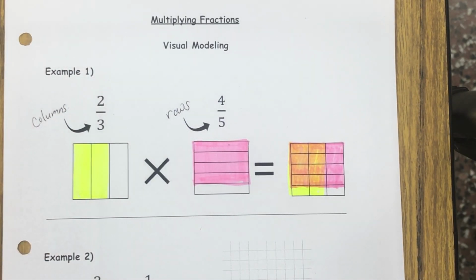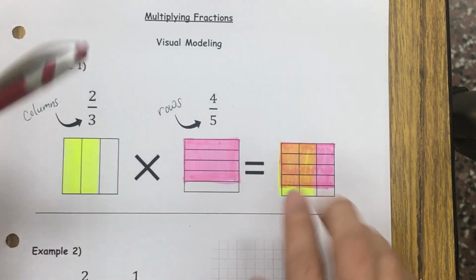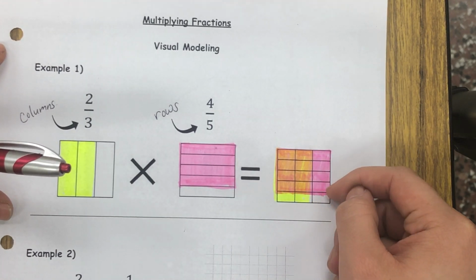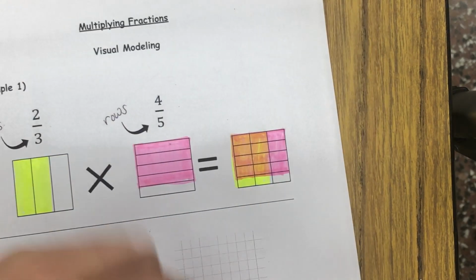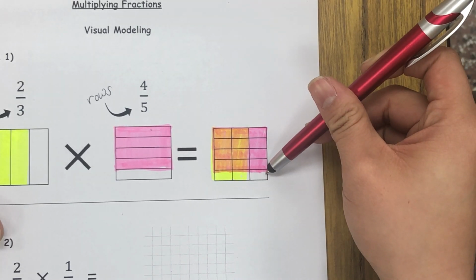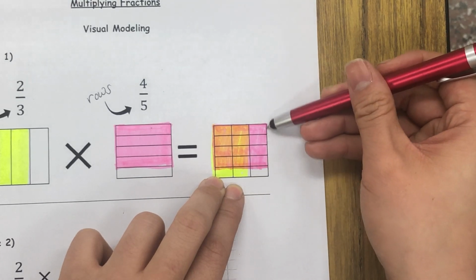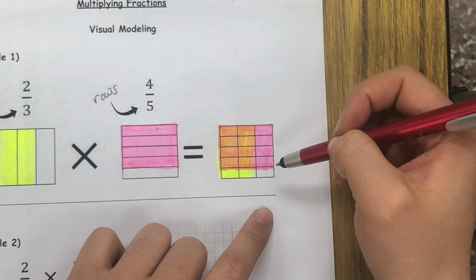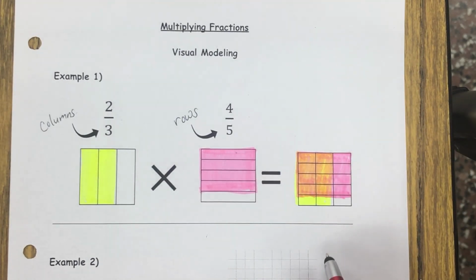So when we're multiplying and we're looking at this model, you can see that my 2 yellow columns is sitting right on top of my 4 pink rows, or my 4 pink rows is sitting right on top of my 2 yellow columns. My answer is, well, let's look at this. You can see that this box right here is left empty, unshaded. These 2 boxes have only yellow in it. These 4 boxes have only pink in it, but your answer, what you're looking for, is how many boxes are double shaded. How many of these boxes have both the yellow and pink in it?